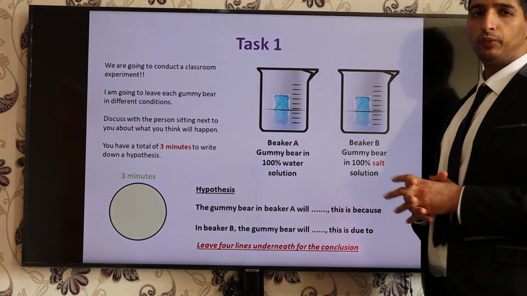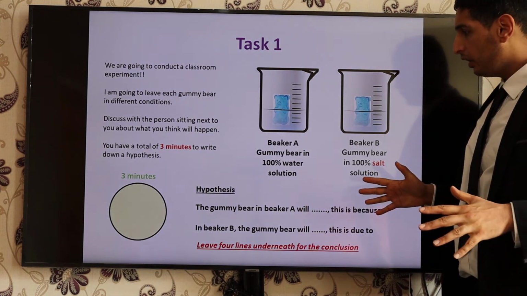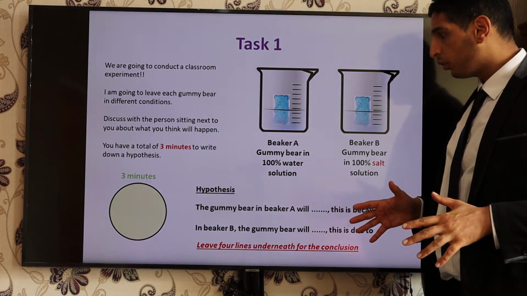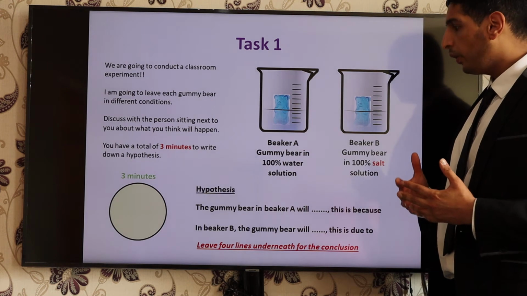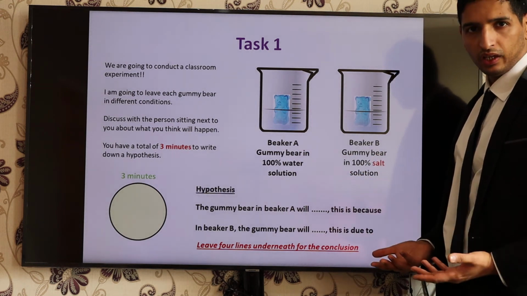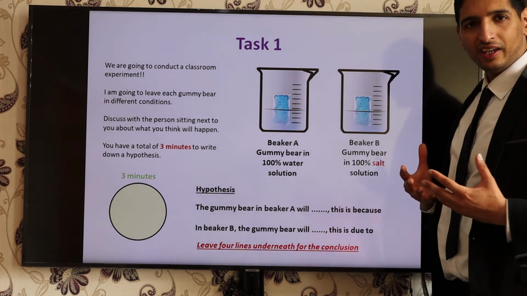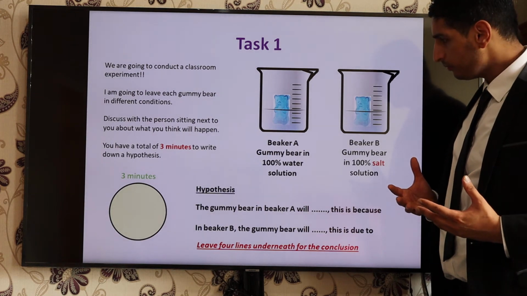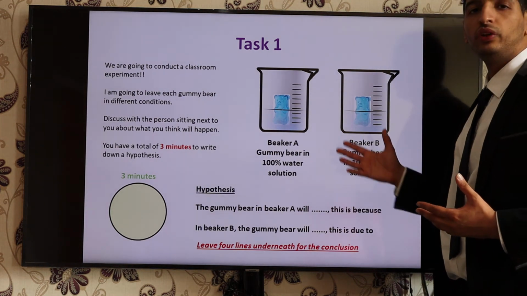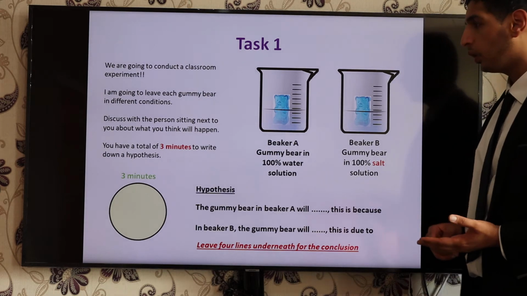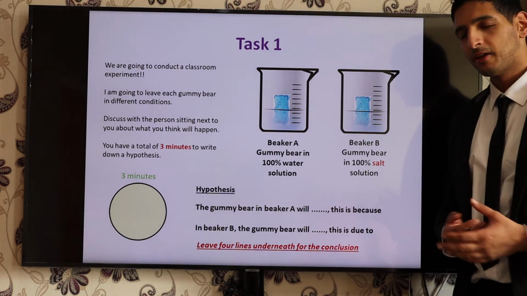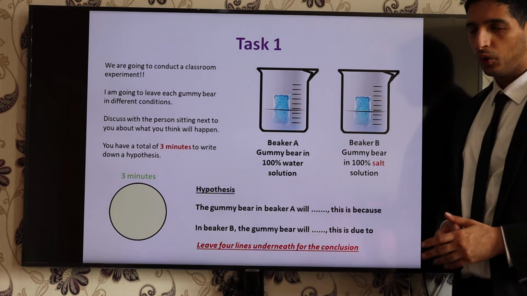Now, I'd like you to pause the video. Can you tell me which potato chip, or in this case, gummy bear, would increase in mass? In which beaker would it increase in mass? A or B? And can you tell me why? Now, you can pause the video, have a go.